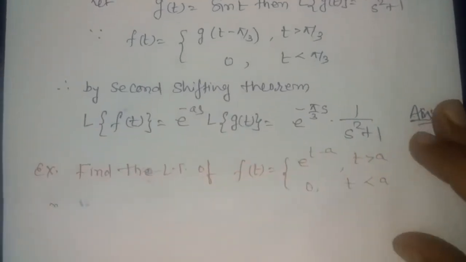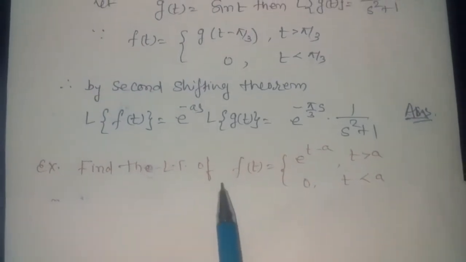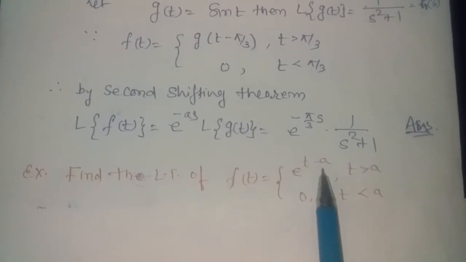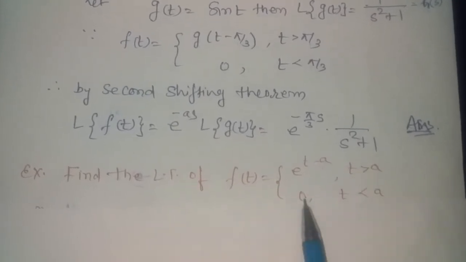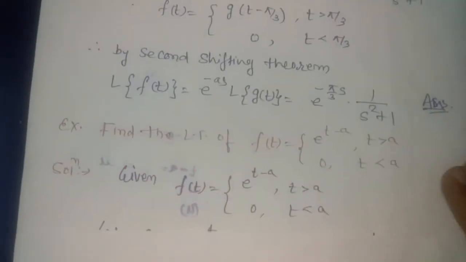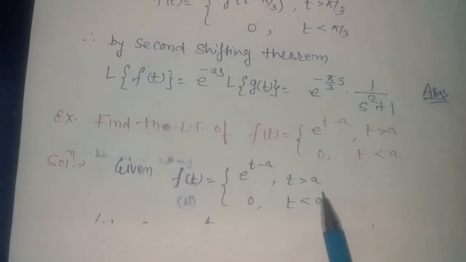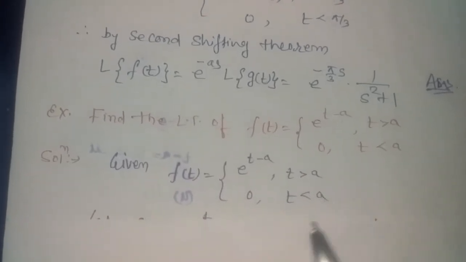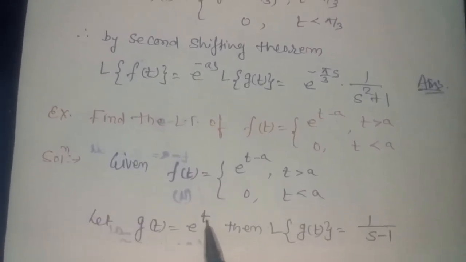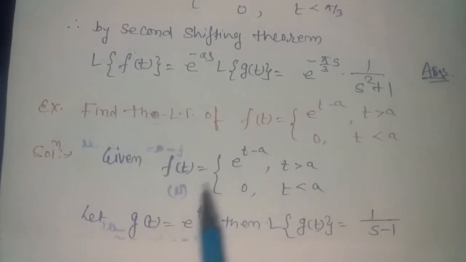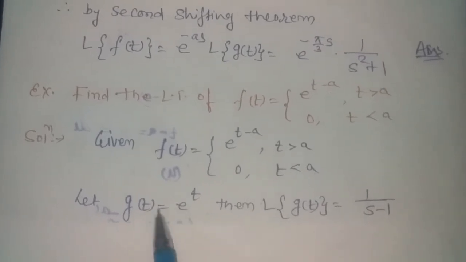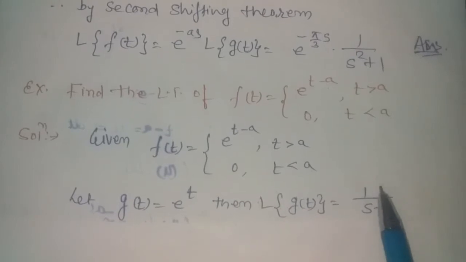One more example: find the Laplace transform of a function f(t), where f(t) is defined as e raised to (t minus a) when t is greater than a and 0 when t is less than a. Now the given function is f(t) equal to e raised to (t minus a) when t is greater than a and 0 when t is less than a. Here we consider a function g(t) as e raised to t. Then this expression becomes function g(t minus a). Now the Laplace transform of g(t), that is the Laplace transform of e raised to 1t, is 1 upon s minus 1.